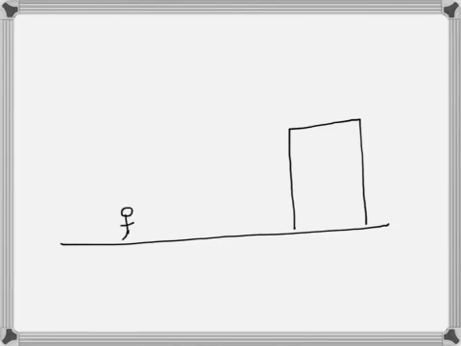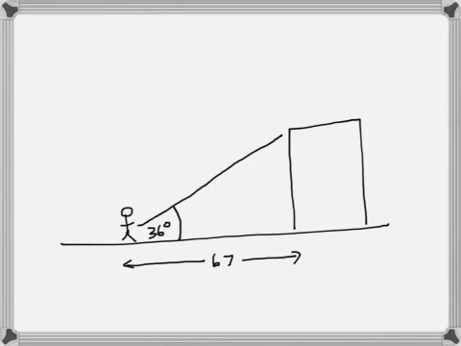Okay, so the first thing that you'd want to do is draw a picture. So here we have the surveyor and here we have the building, and we know that it's 67 meters in between here. And then the surveyor measures the angle to the top of the building and finds that that is 36 degrees. On top of the building there's a stick or radio tower, and the surveyor measures that angle there and finds that it's 46 degrees to the top.